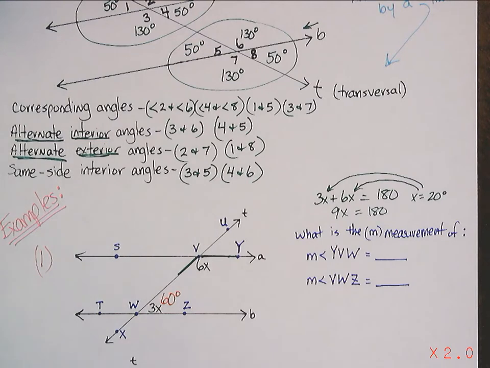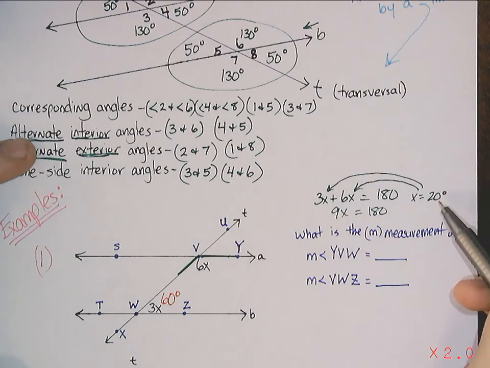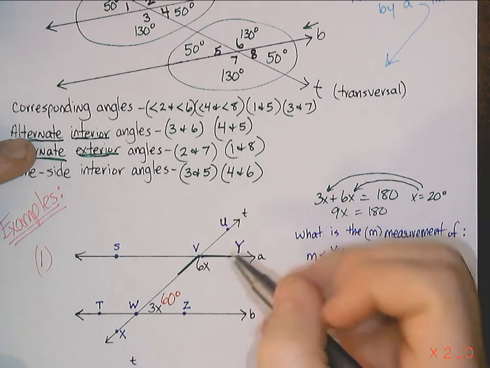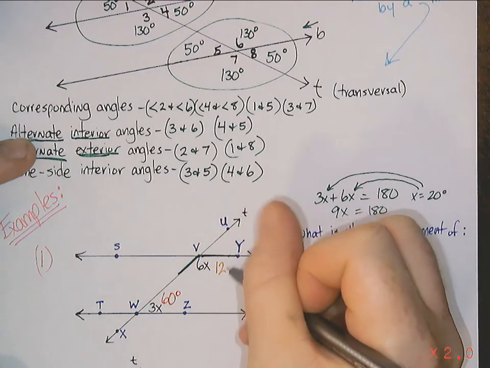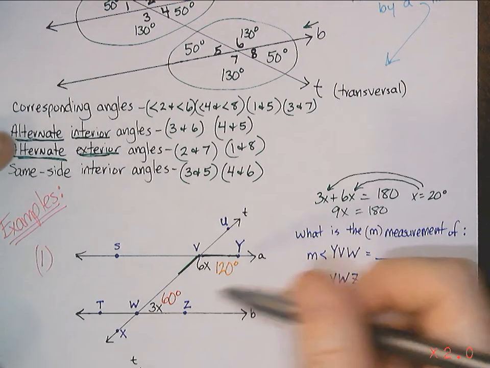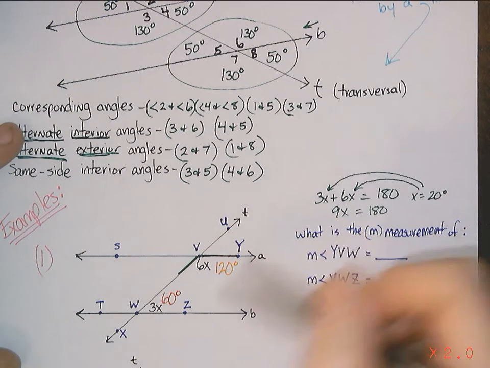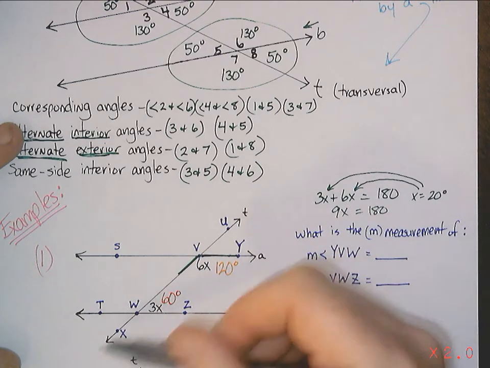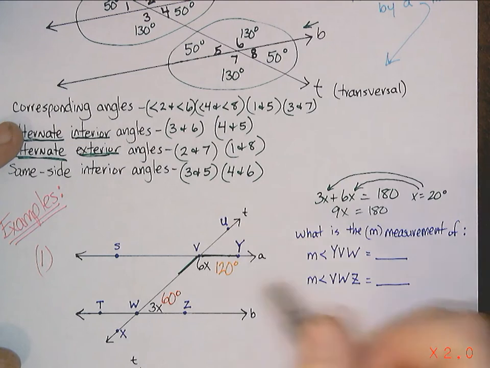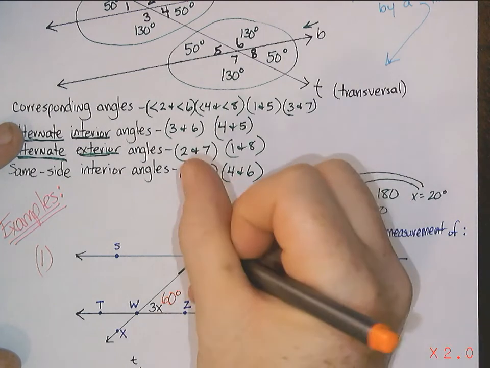Okay. And 6x, so again, x is 20, 6 times 20 is 120 degrees. So that means this has to be 120 degrees. Okay? So again, same thing applies up here. Everything else in this transversal, and on this transversal, all these angles are going to be either 60 or 120. So if this is 120, this is 120.